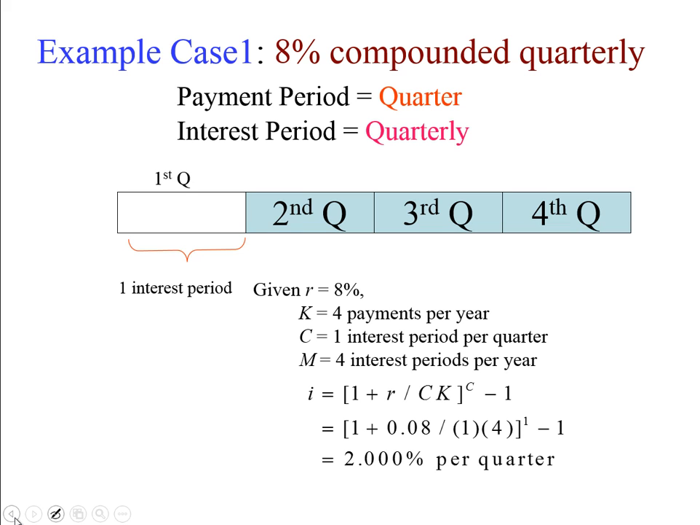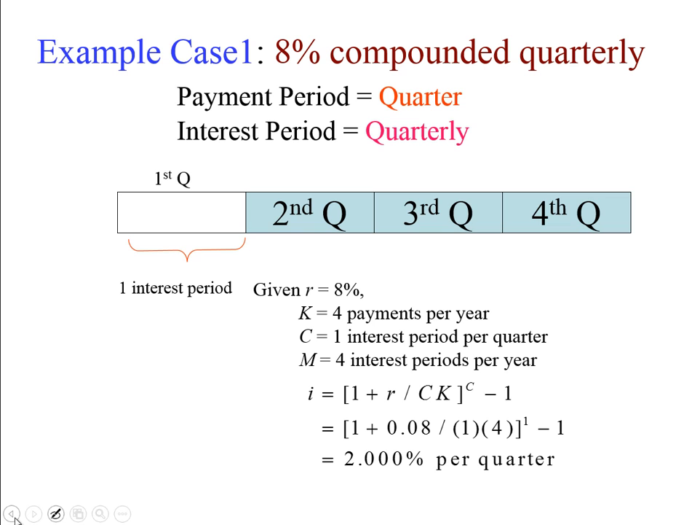So let's look at the following example with two cases. The first case, discrete with 8% compounding quarterly, and payment period is quarter. So the payment period is quarter and the interest period is quarter. If the nominal is 8%, then I will find the interest per interest period, which is 8% divided by 4, and that will equal 2%.